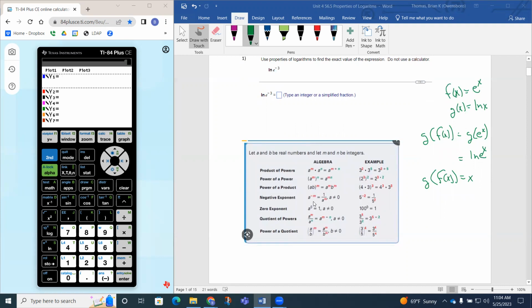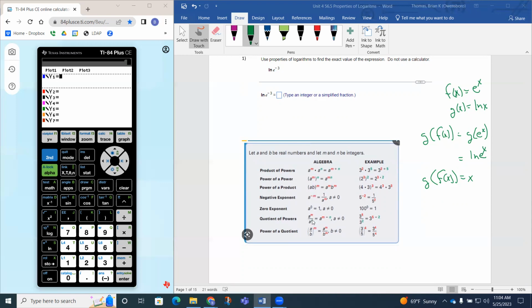Another common one is the negative exponent. If we have a to the negative m, we talked about this, that's the same thing as 1 over a to the m. And of course, a to the 0, anything to the 0 power, is equal to 1. So remember, 0 would be the input and 1 would be the output. So if we're doing logarithms, if we take the log of 1, the log of 1 should be 0. That should reverse itself.